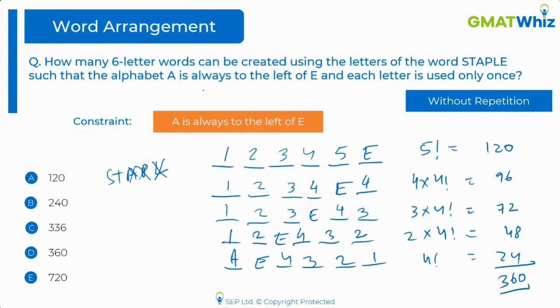Pratik is asking, can we move A instead of E and still get the same answer? Pratik, if you do that, you will still get the same answer. It doesn't really matter. If you didn't get 360 by doing that, you probably made a calculation mistake. Just check it out. You'll get the same answer. If you place A in the first place and do it like that, you can still manage it. It's up to you.